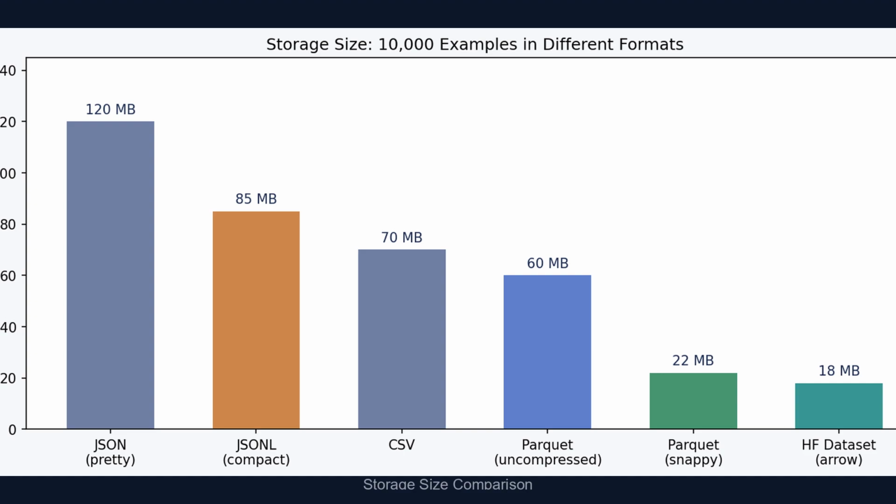The pattern is clear. As your dataset grows, format choice has a direct impact on disk usage, network transfer time, and how quickly your training pipeline can load data. For small datasets, the differences are negligible. For production scale work, they're significant.